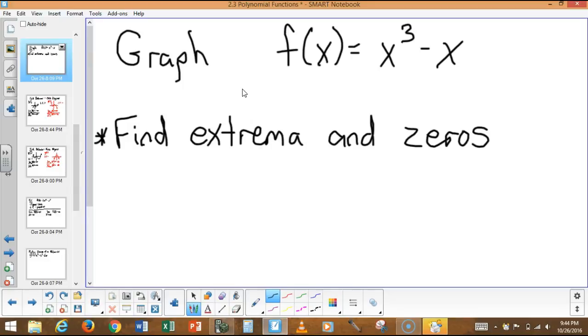So if we have the function f of x equals x cubed minus x, there's two main things we're going to emphasize right now. We're going to look at the extrema of the graphs and the zeros. We've talked about both of these in the past. The extrema are referring to any local min or local max values. The zeros are the x-intercepts of the graph. Where is the graph crossing the x-axis?